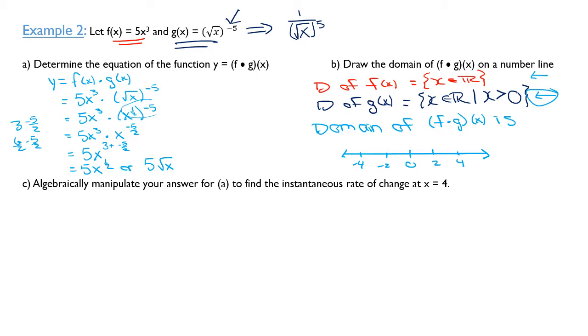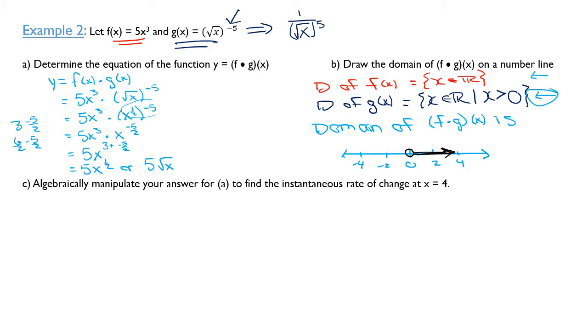My domain of f times g is the intersection of those two, so it's going to be an open circle on 0, not closed, because we're not allowed to include 0 because of that denominator problem, and then everything off to the right like this. Okay? So that is our number line domain for f times g.